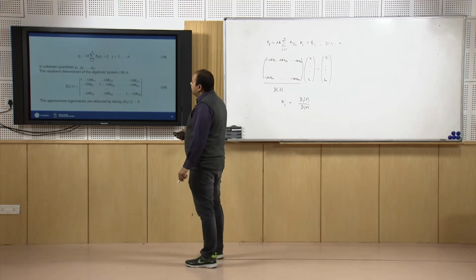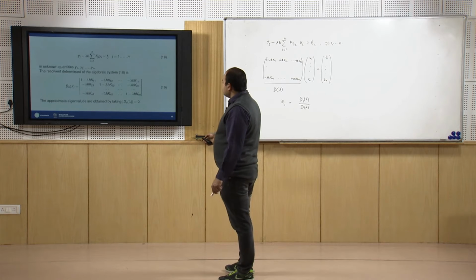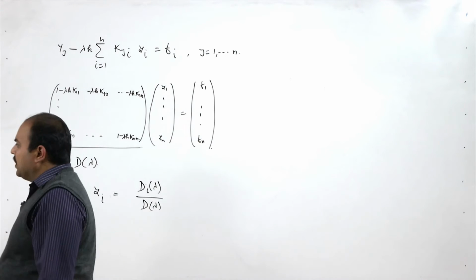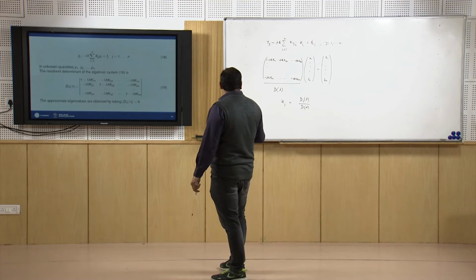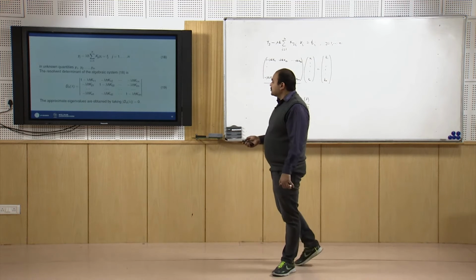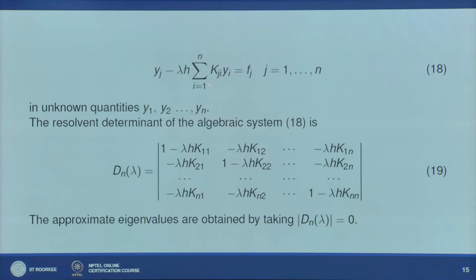So this we have seen. If this determinant is non-zero, then we can find the unique solution y_1 to y_n in terms of f_1 to f_n. If this determinant is 0, then we can find the approximate eigenvalues corresponding to this system 18. So by taking D_n(lambda) equal to 0, we can get the eigenvalues, and when D_n(lambda) is not equal to 0, in that case we can find the solution y_1 to y_n.